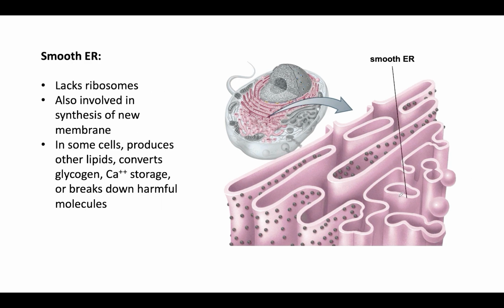Smooth ER does not have ribosomes attached. It lacks ribosomes, and is also involved in synthesis of new membrane. In some cells, smooth ER produces other lipids, converts glycogen, stores calcium ions, or breaks down harmful molecules. Just remember, SER is involved in lipid and carbohydrate metabolism. Rough ER is involved in protein synthesis.